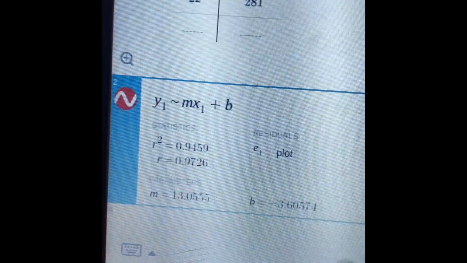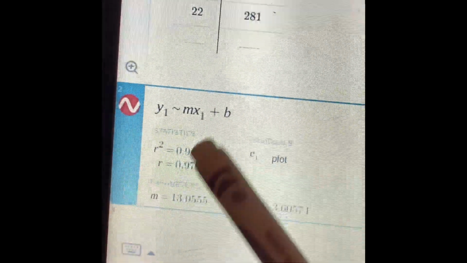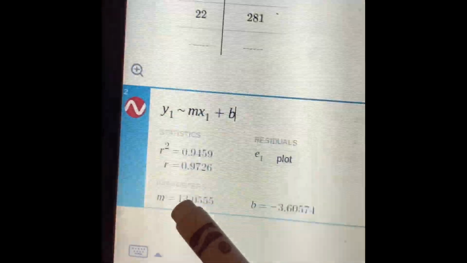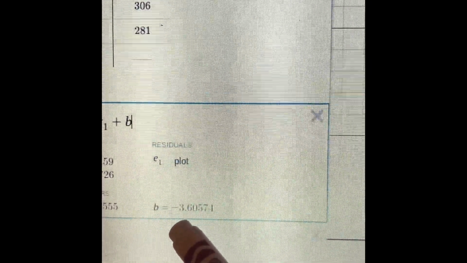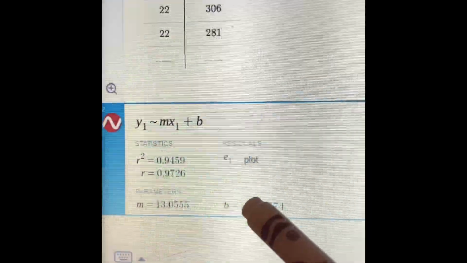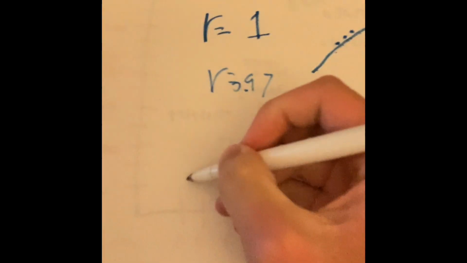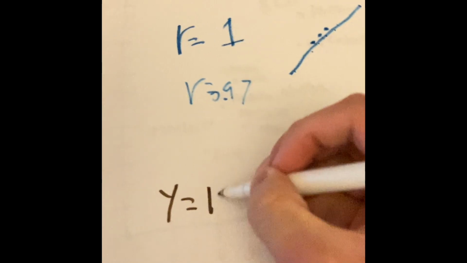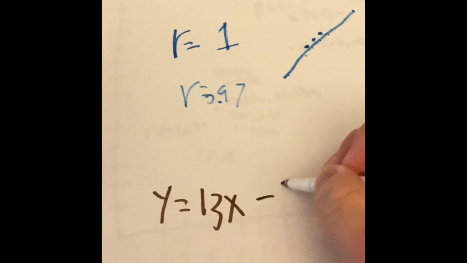So going back to our information, m represents the slope, and that's 13. Round it to the nearest one. And your starting position, or b, is negative 3.6. We're going to round that to negative 4. So here's our equation for the best line fit: y equals 13x minus 4.